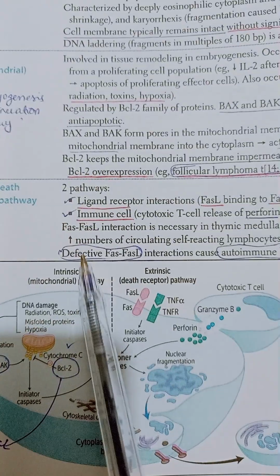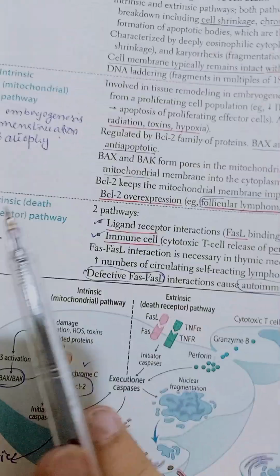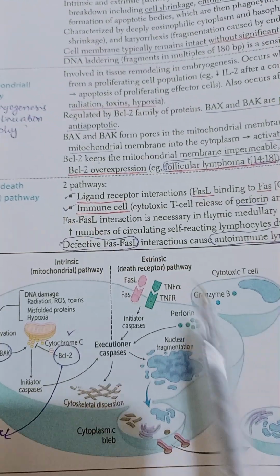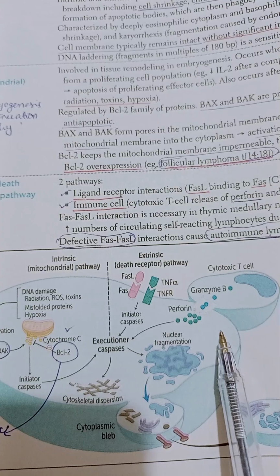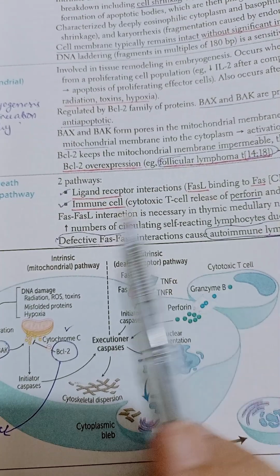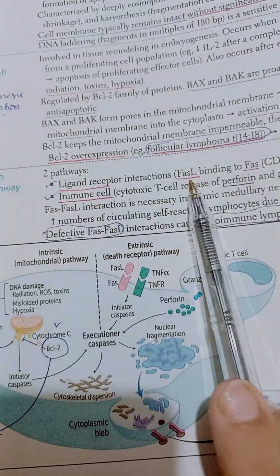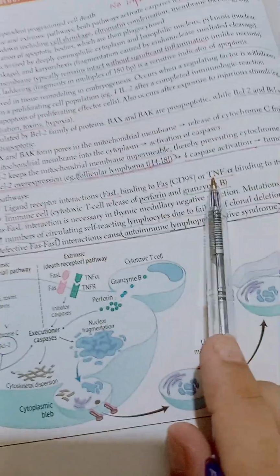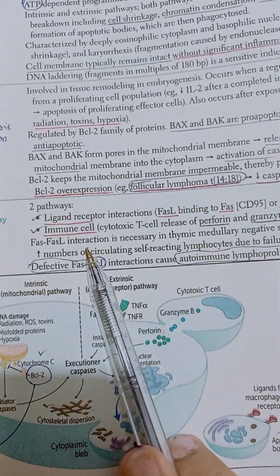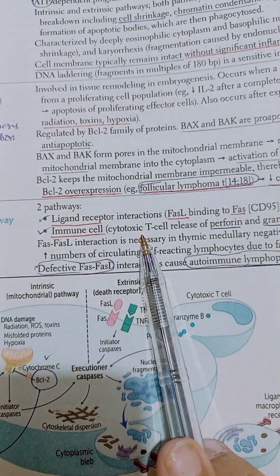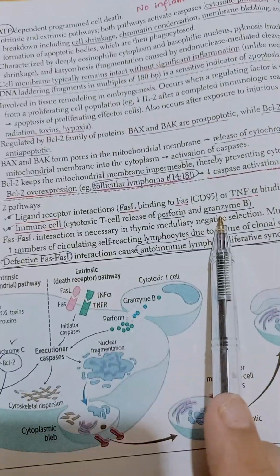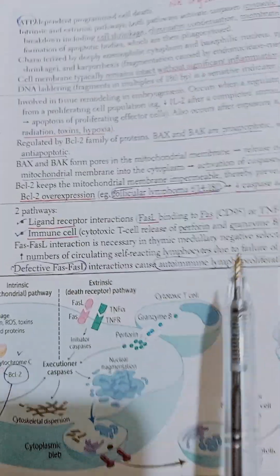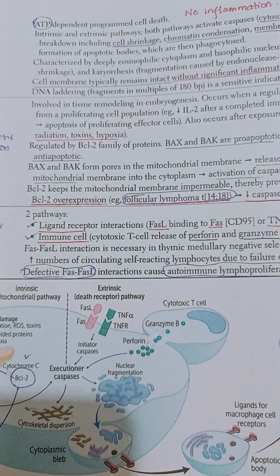Now, the extrinsic pathway has two activation systems, like I've already explained in the picture: ligand receptor or immune cell. The ligand receptor will cause Fas ligand binding to Fas CD95 or TNF alpha, and for the immune cell it is the cytotoxic T cell, which releases perforin or granzyme B, which causes the apoptotic cell death through the intrinsic pathway. All right, this was all about apoptosis.